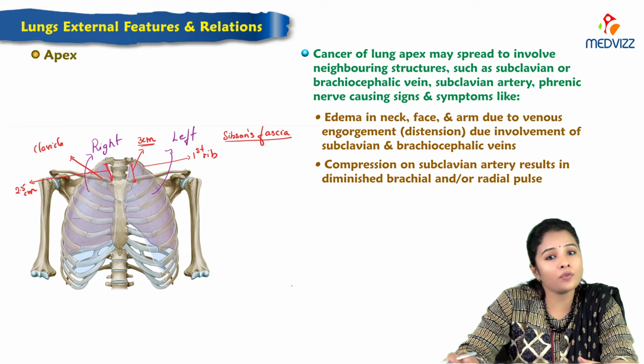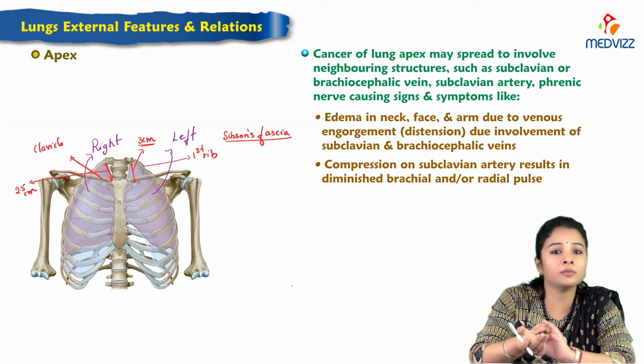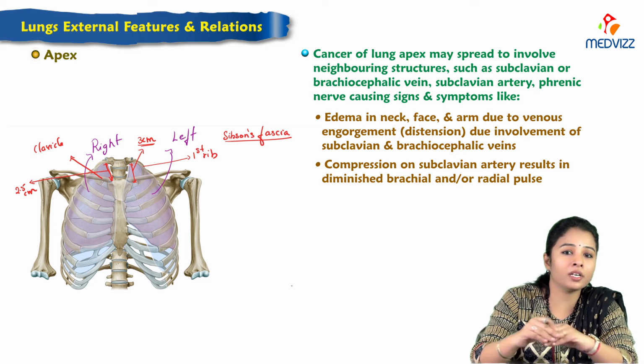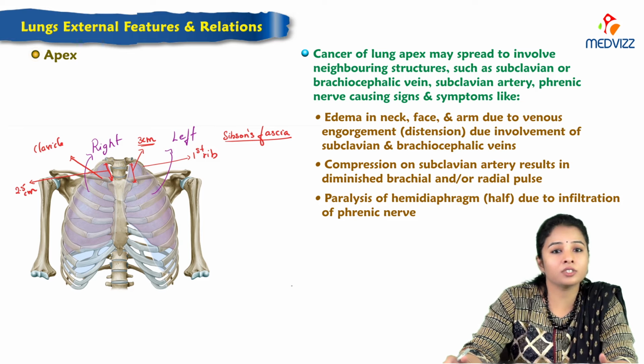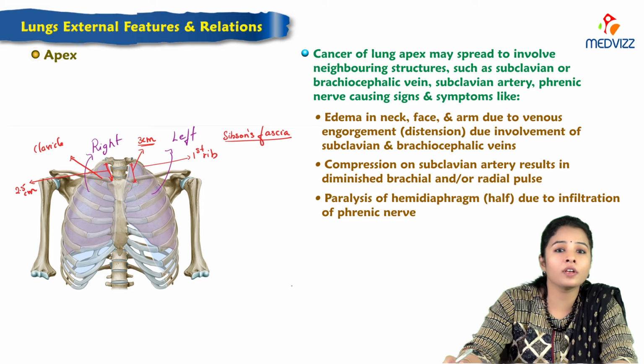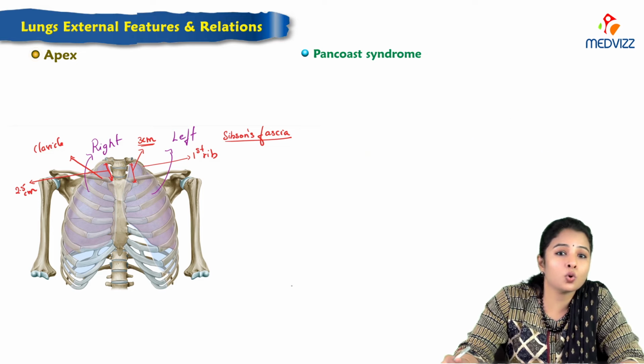Then compression of the subclavian artery results in diminished brachial and radial pulse. So there will be diminished peripheral brachial or radial pulse because of compression of the subclavian artery. Then if the phrenic nerve is involved, it results in paralysis of half of the diaphragm, which is called paralysis of the hemidiaphragm. So these are the structures which may get involved in cancer of the apex of the lung. The next syndrome which we can discuss here is Pancoast syndrome.